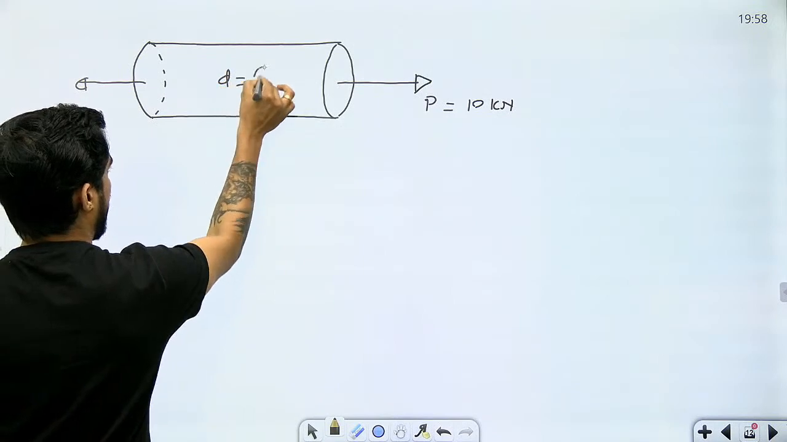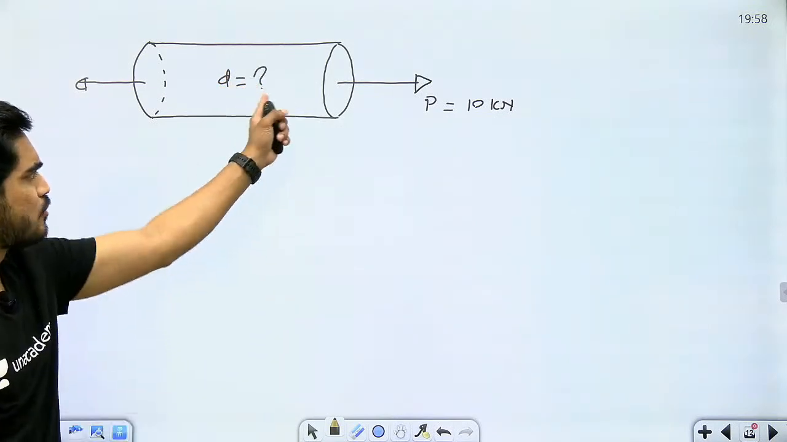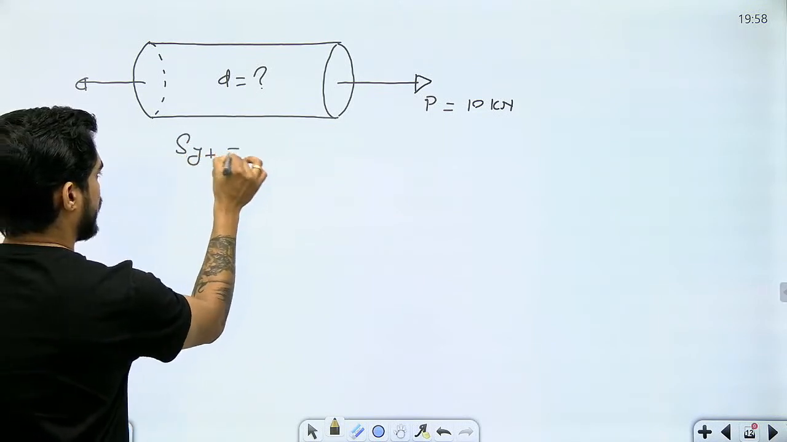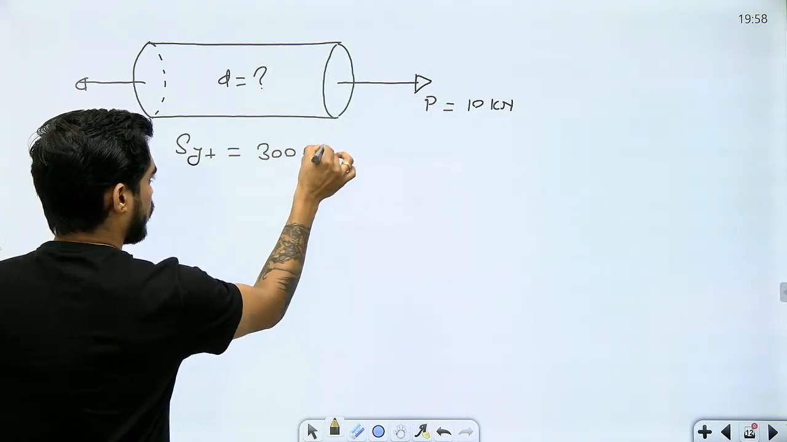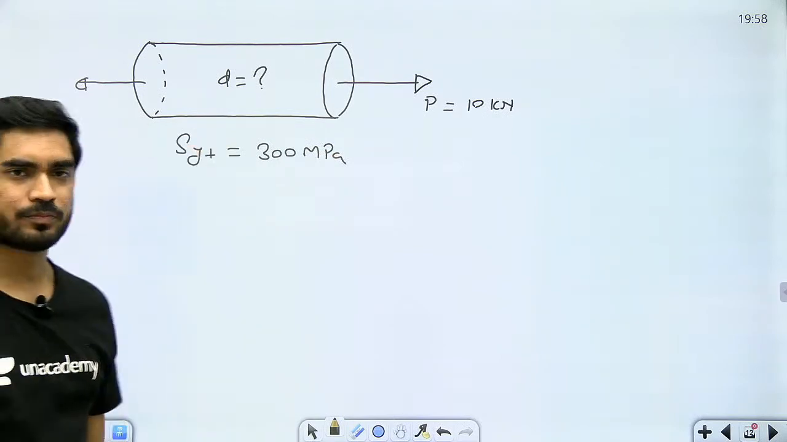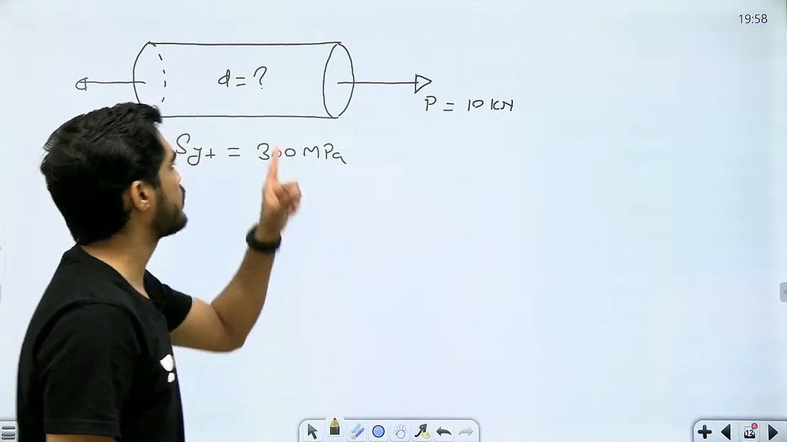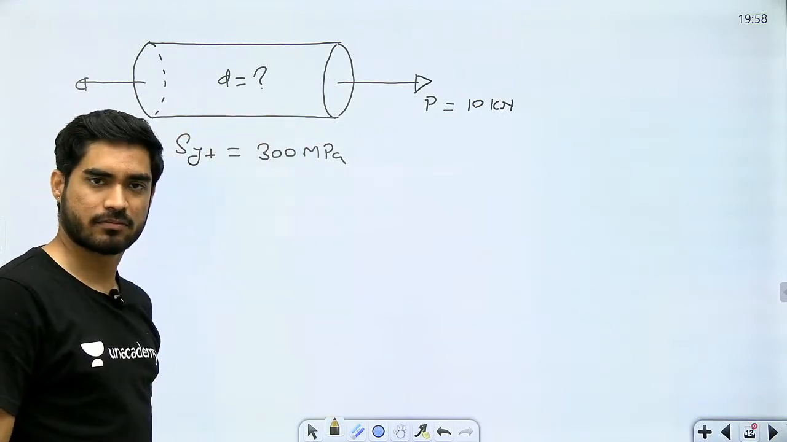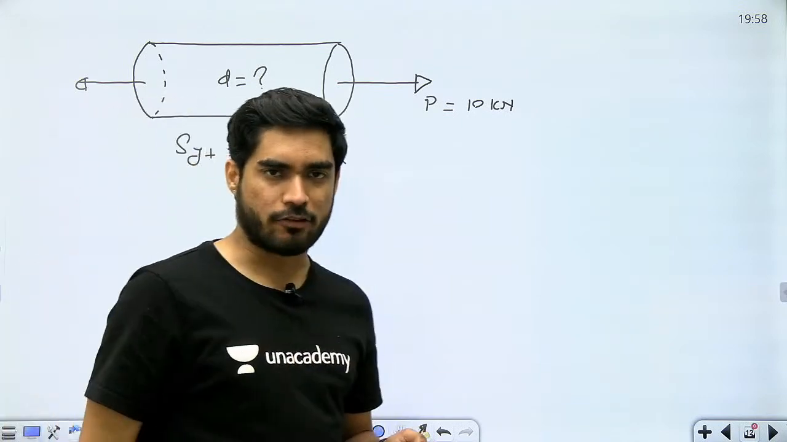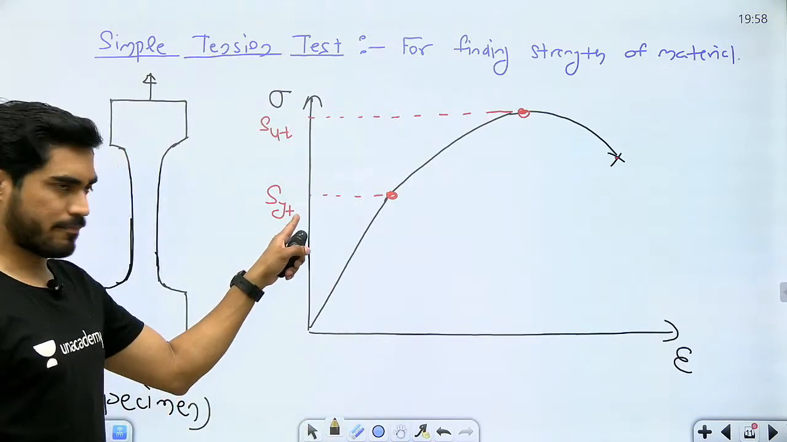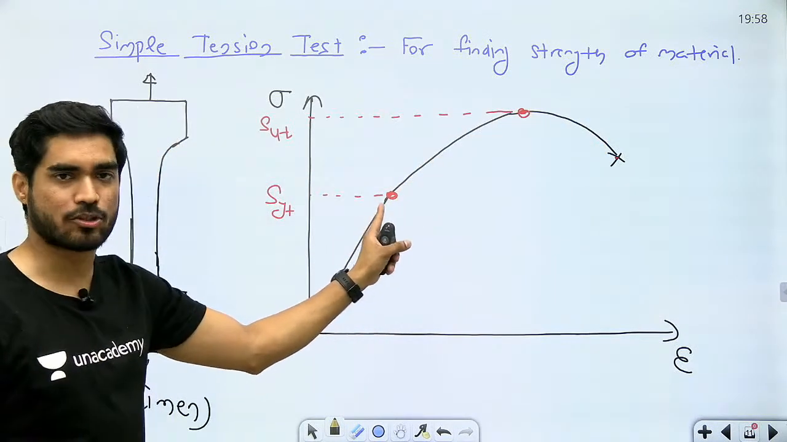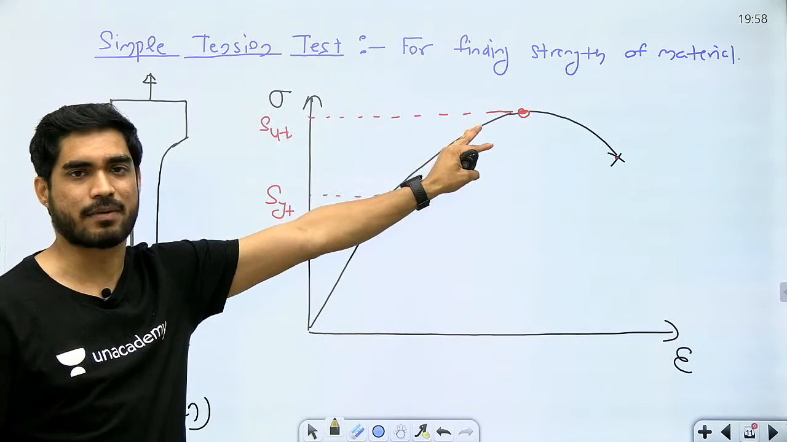We need to find the diameter of this bar. Let's say this bar is made of a ductile material and I have the value of SYT, 300 megapascal. Now, we need to save this material from failure. Now, it is a ductile material. So, how is it going to fail? ये कैसे fail होगा? By yielding. फ्रैक्चर तो बाद में आएगा, पहले यील्डिंग आएगा. तो अगर यील्डिंग से बचा लिया मतलब फ्रैक्चर से बचा लिया, राइट?